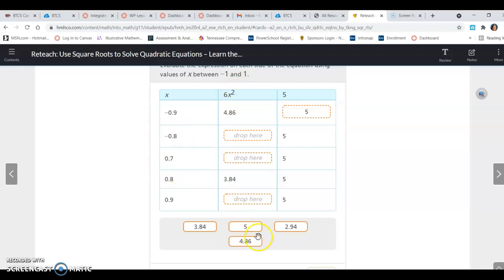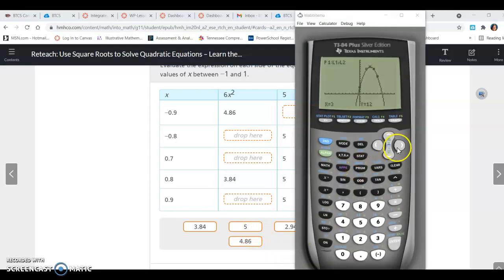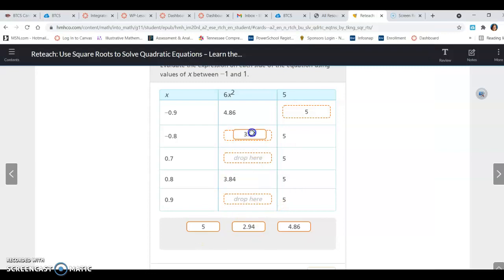So if you take your calculator, you can do 6 times -0.8 squared, and that gives us 3.84. So 3.84 goes here.